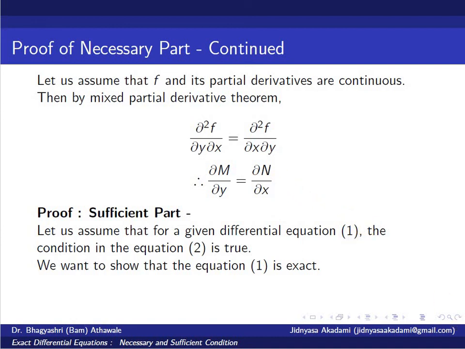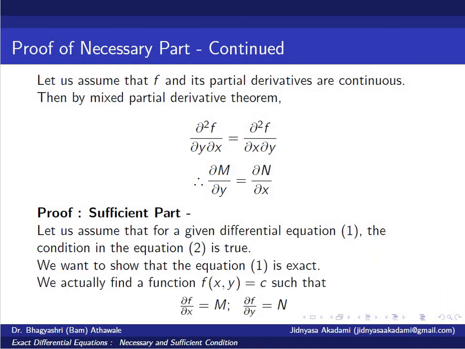So we have to construct that function f satisfying these two constraints, that ∂f/∂x should be M and ∂f/∂y should be N. And while constructing that function, we use somewhere this condition. That is the idea of the proof. Okay. So we have to find that function satisfying these two constraints.